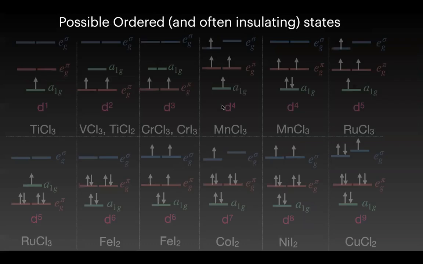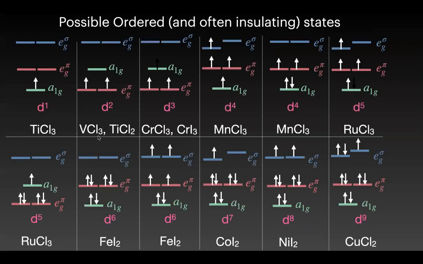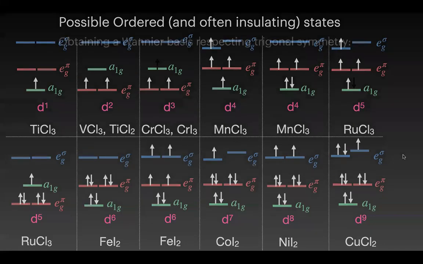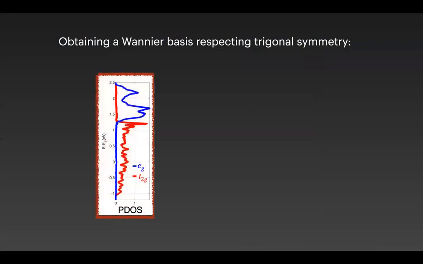Okay, so using this knowledge, we know that there are many possible ordered insulating states. And it's maybe one reason why so many of these materials are insulating, is it's pretty easy to have an ordered insulating state due to the intrinsic symmetry breaking. One of the things we have to address is how to obtain a Wannier basis that respects this trigonal symmetry. And it's actually a little bit tricky because if you just do a Wannierization on the bands, you will usually get something like the usual cubic EG and T2Gs. But you'll also have large off-diagonal densities of states, basically.